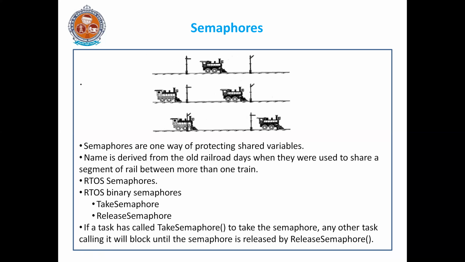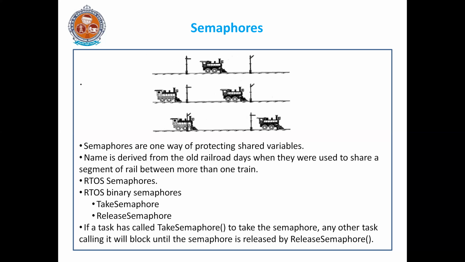First of all, we will see about binary semaphore. Binary semaphore means here it will have only two signals, that is get and give, that's all. This is almost similar to your rail semaphore. So here you will have take semaphore and release semaphore. If a task has called the take semaphore to take the semaphore, then any other task calling it will block until the semaphore is released by release semaphore.